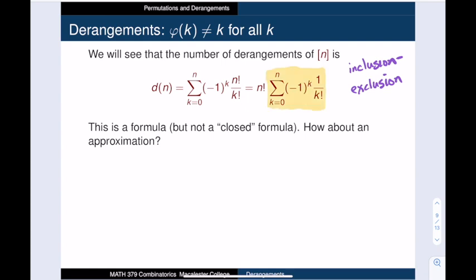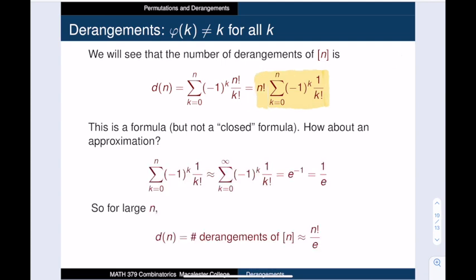So I want you to look at this sum over here and see if it looks familiar. You've seen a function like this when studying Taylor series in calculus. Do you recognize it? So this sum is the first n plus 1 terms of the Taylor series for the exponential function e to the x, evaluated at x equals -1.